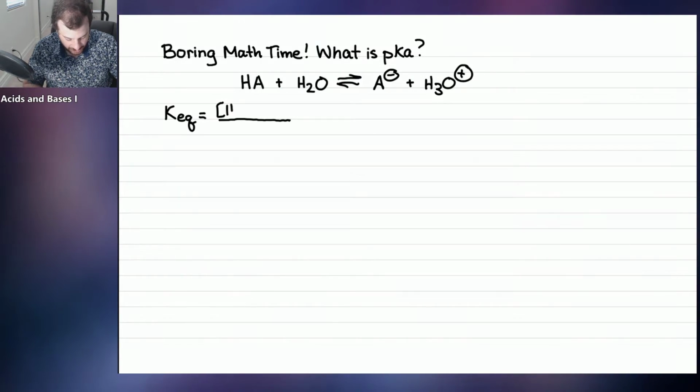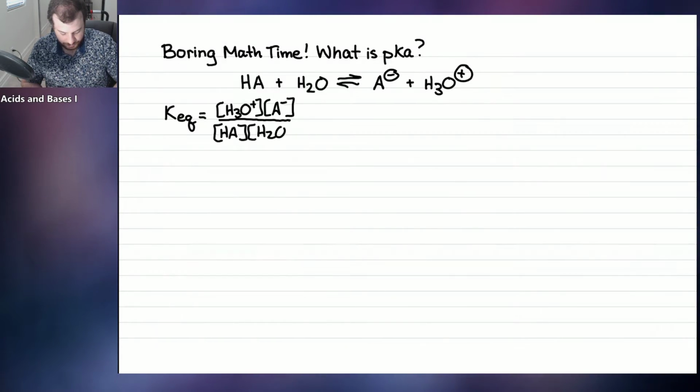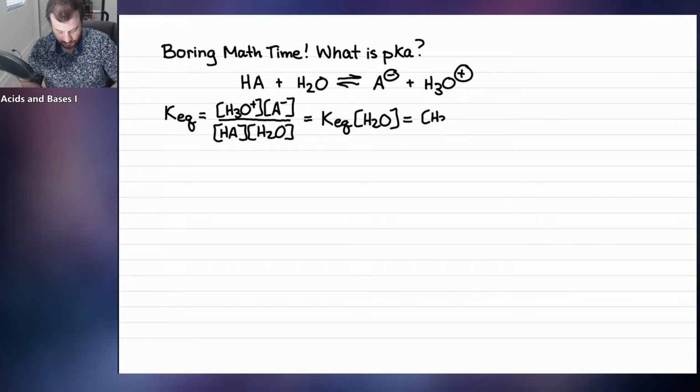And it would be written like this: the concentration of the products on the top, so H3O plus and A minus, and the little brackets, of course, meaning the concentration. And then on the bottom, we would have the concentration of our starting materials, HA and H2O. And so if we multiply both sides by the concentration of water, we get this. Keq times the concentration of H2O equals H3O plus times A minus divided by the concentration of HA.